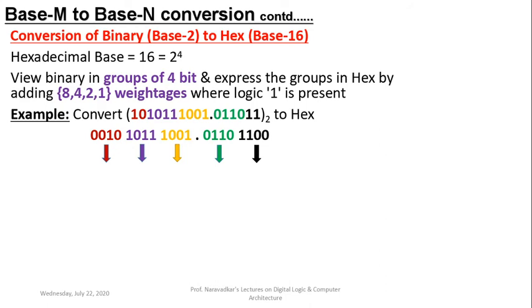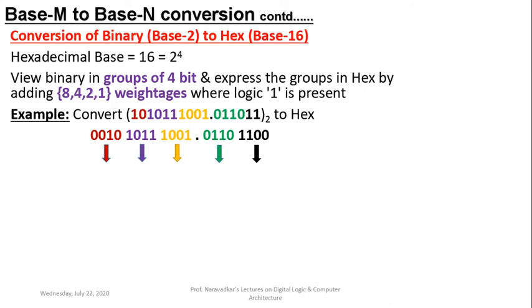Next, on the right side of that binary point, 0110, 8421, 4 and 2 are present. So 4 plus 2 will be 6. So 0110 will be 6 in hexadecimal. Then the last will be 1100, 8421, 8 and 4 are present. So 8 plus 4 is equal to 12. And 12 in hexadecimal is equal to C here.